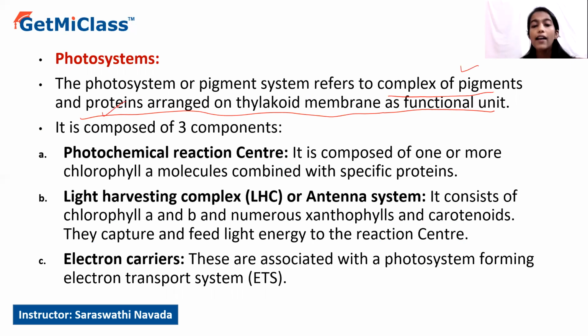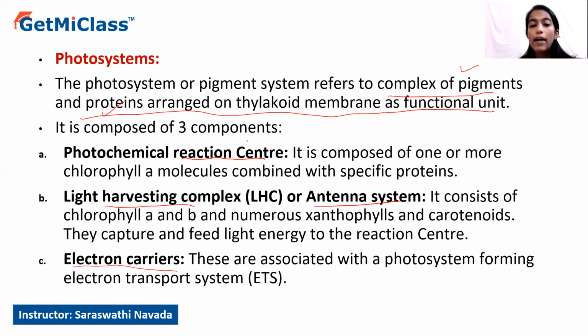Okay, so which are arranged on the thylakoid membrane. So it forms the photosystem. And in case of each photosystem, there are three different components. One is photochemical reaction center. Another one is antenna system or light harvesting complex. And third one is the electron carriers.